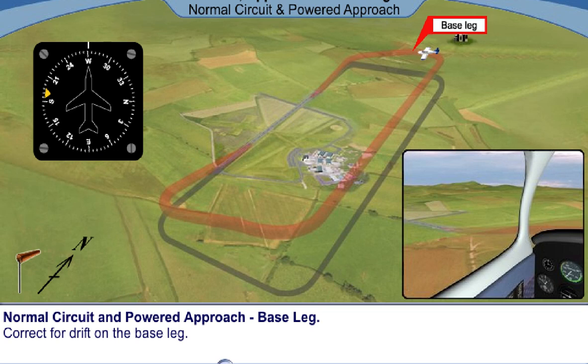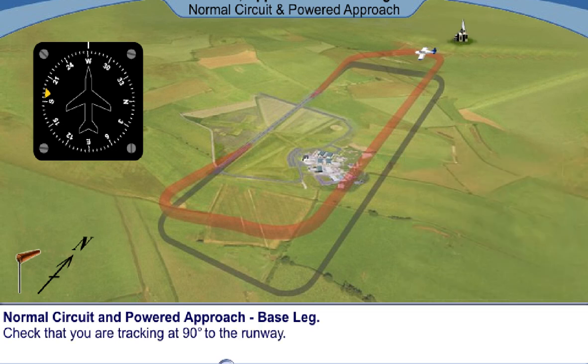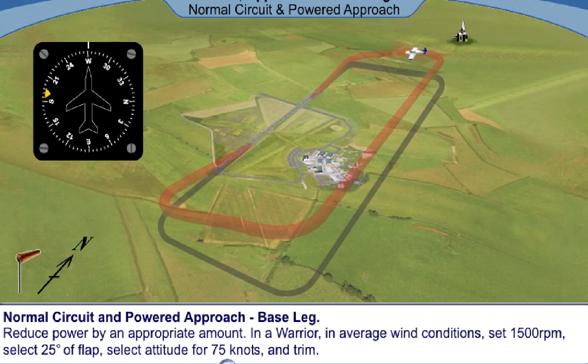When you've straightened out from the turn onto the base leg, proceed as follows. Check that you're straight and level and in balance, and ensure that you're tracking at 90 degrees to the runway. Now reduce power to a figure appropriate to your position and wind velocity. In a Warrior, in average wind conditions, you'd set 1500 RPM, select 25 degrees of flap, select the descending attitude for 75 knots, and trim.